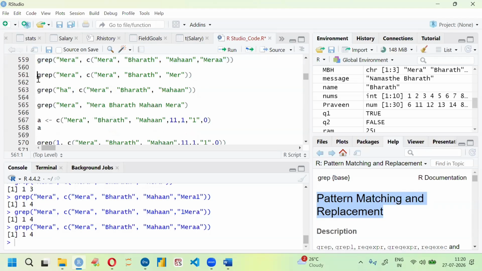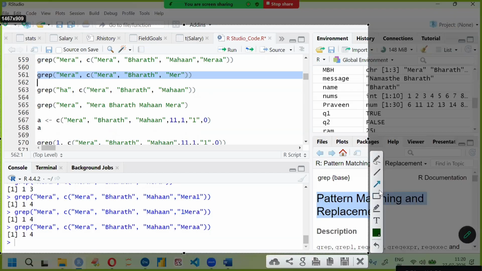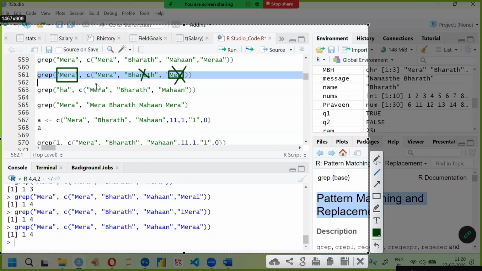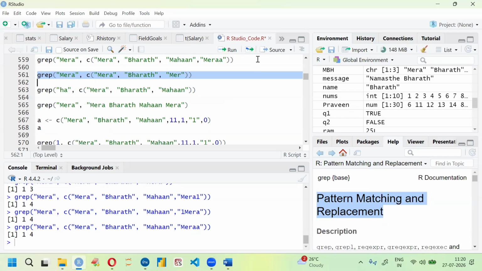Next, grep Mera in Mera Bharat Mer. So what would you get as the answer? If you see here, we have Mera here, Mer here, but this is not exactly pattern matching with Mera. So A is missing. So it will not consider this one. It will not consider Bharat. We have only one element, that is Mera. So we will get that Mera as an output. Fine. So run it.